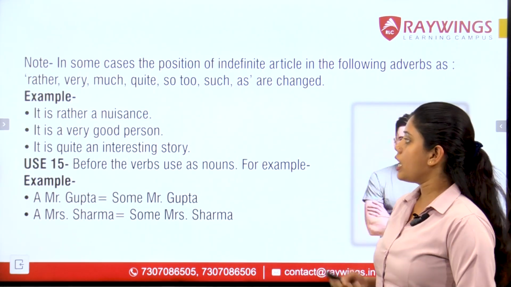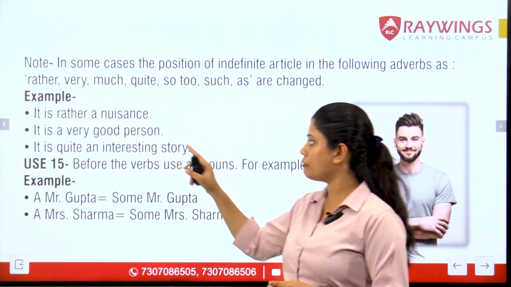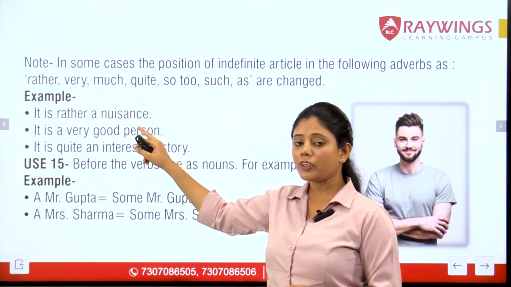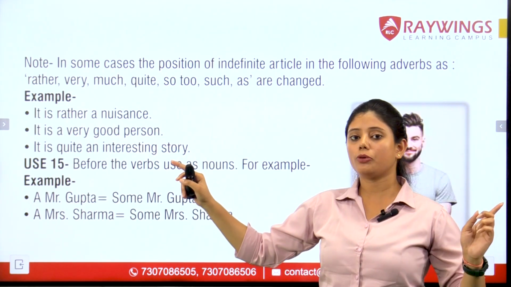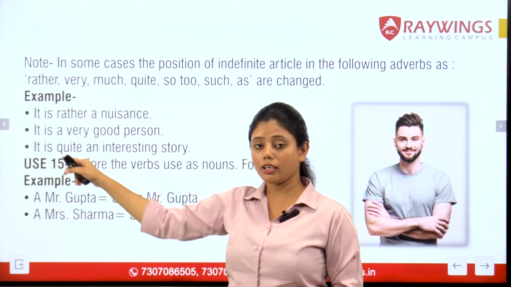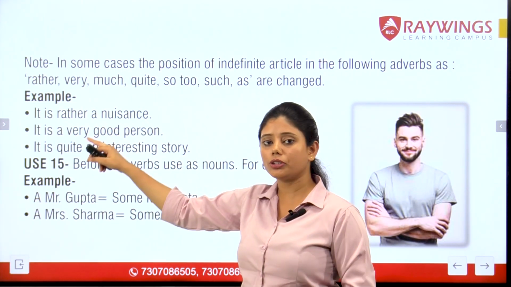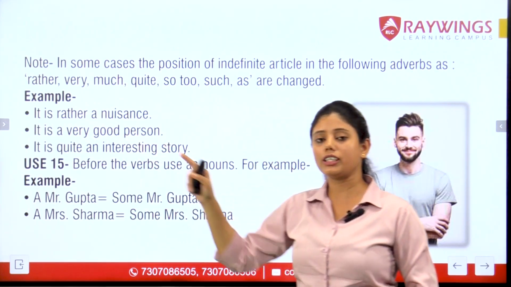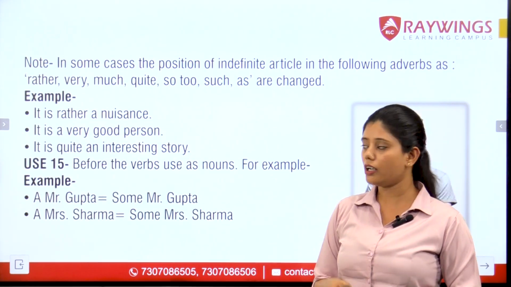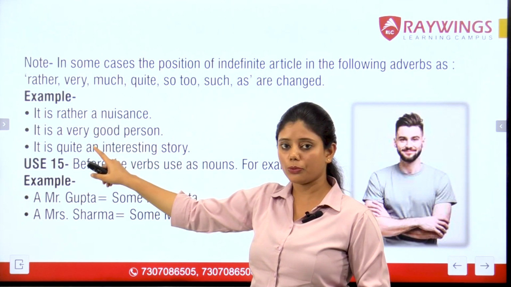For example, it is rather a nuisance. Now here our noun is nuisance. अगर हम अपनी पोजीशन वाला रूल याद करके रखते तो हम इस ए आर्टिकल को रादर के पहले लगाते, राइट? बट नाउ वन थिंग दैट इज टू बी केप्ट इन माइंड, बिकॉज वी आर यूजिंग द वर्ड रादर हियर, इसकी वजह से इस आर्टिकल का पोजीशन चेंज हो जाएगा एंड वी विल यूज आर्टिकल just in between rather and nuisance.